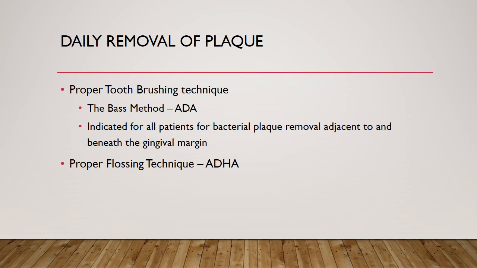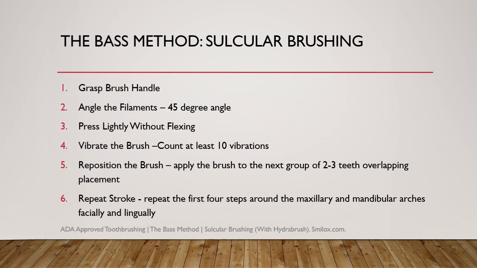Now that we've established that removing plaque is the best preventive measure in preventing periodontal disease, let's get into how this is done. For brushing, we will use the Bass method approved by the American Dental Association, and for flossing, we will use the method suggested by the American Dental Hygiene Association. Here are a list of 6 steps on the Bass method, also known as circular brushing, but let's take a look at a video and see how this is done.